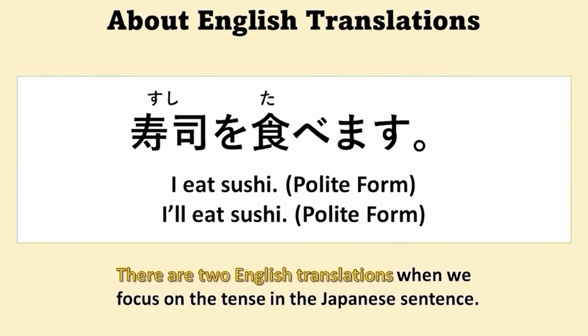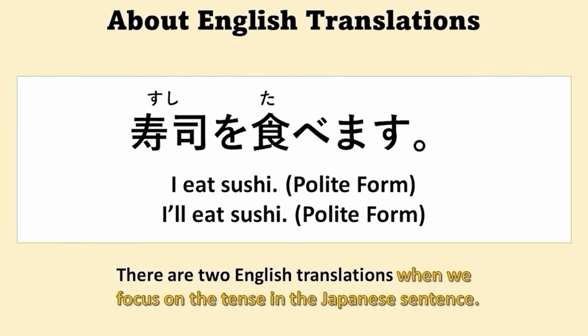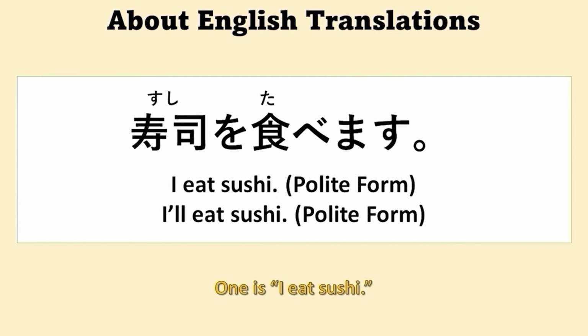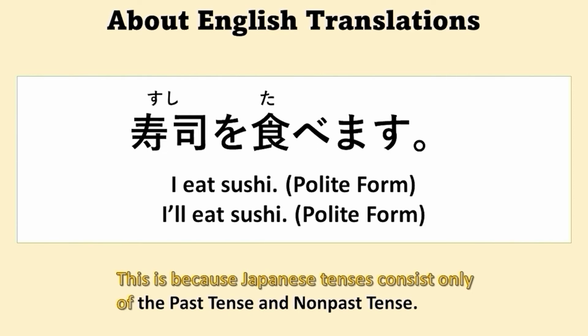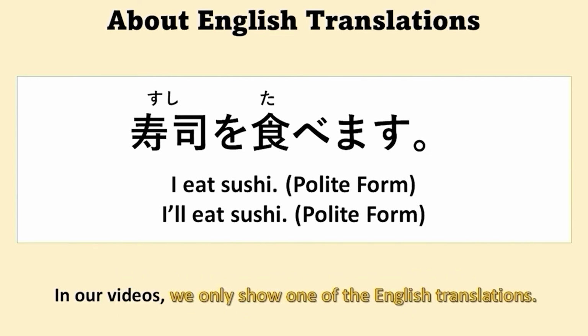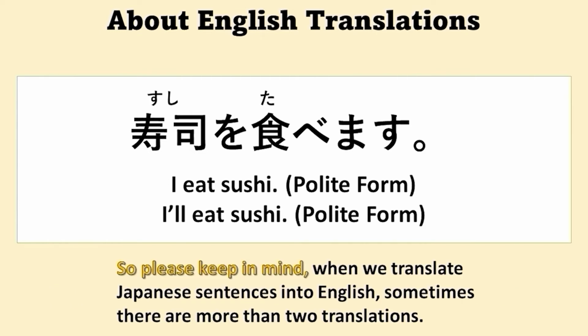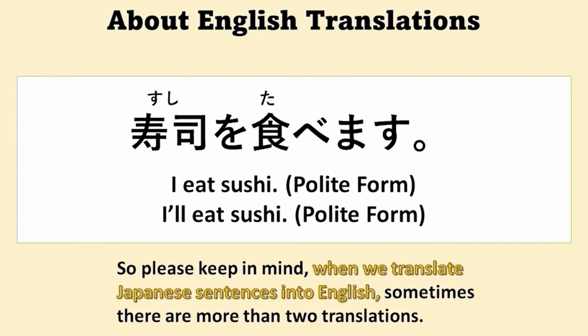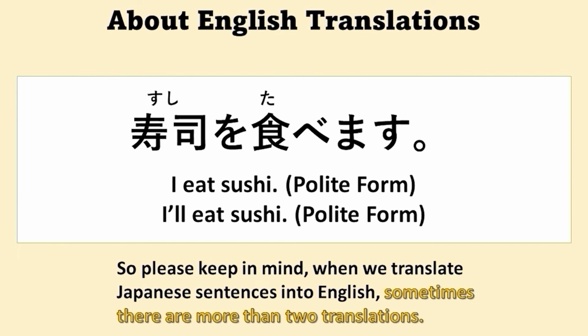There are two English translations when we focus on the tense in the Japanese sentence. One is, I eat sushi. The other is, I'll eat sushi. This is because Japanese tenses consist only of the past tense and non-past tense. In our videos, we only show one of the English translations. So please keep in mind, when we translate Japanese sentences into English, sometimes there are more than two translations.